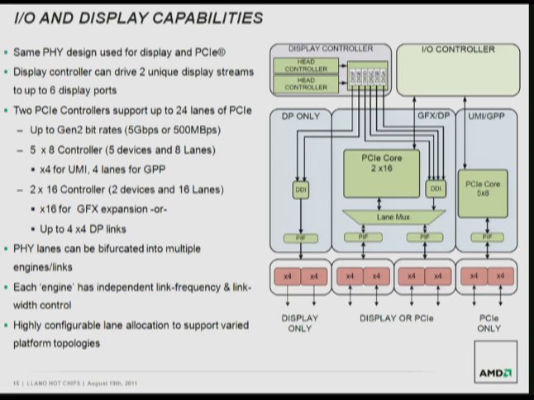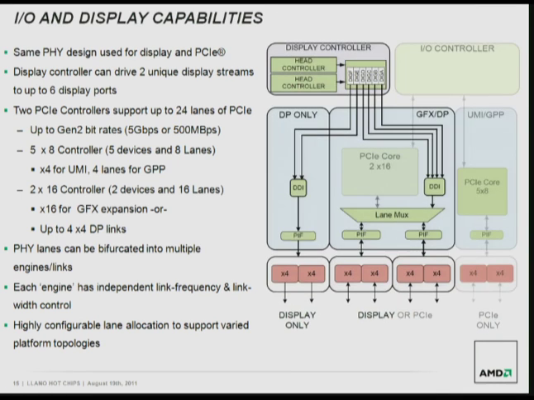So in terms of our I/O and display capabilities, we use the same physical PHY, the same PCIe capable PHY, for both display and for PCIe. And we can run PCIe Gen 2 at the 5 gigabit per second range. So if I look at it from a display only perspective, I've got 2 head controllers driving 6 digital interfaces, 2 of them over a dedicated DP only version of the PHY. And then the other 4 can be muxed onto the x16 graphics expansion links that I referred to earlier.